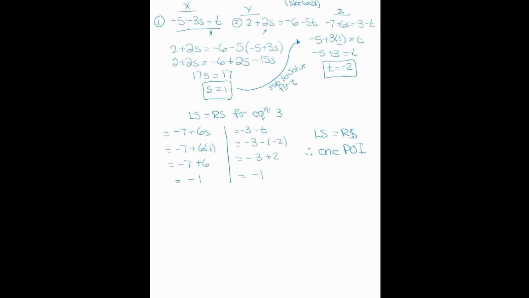To find the point of intersection, we're simply going to sub t equals -2 into line 2 because that has t in it. You could sub s equals 1 into line 1 as well. Same idea. So to find the POI, sub either s equals 1 or t equals -2 into the appropriate equation.